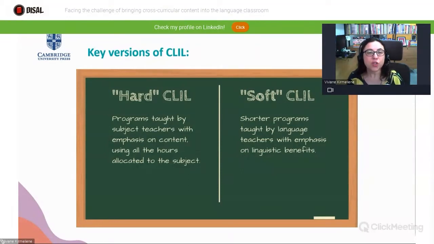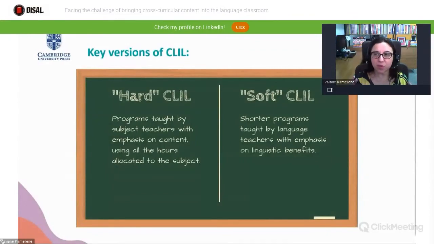Okay. So in hard CLIL, we're talking about programs that are taught by subject teachers. There is an emphasis on content, and all the hours allocated to the subject are taught this way, using L2, the second language, as a medium of instruction. Now, when you're talking about soft CLIL, we have shorter programs. They are taught by language teachers, us, right? And there's an emphasis on linguistic benefits.